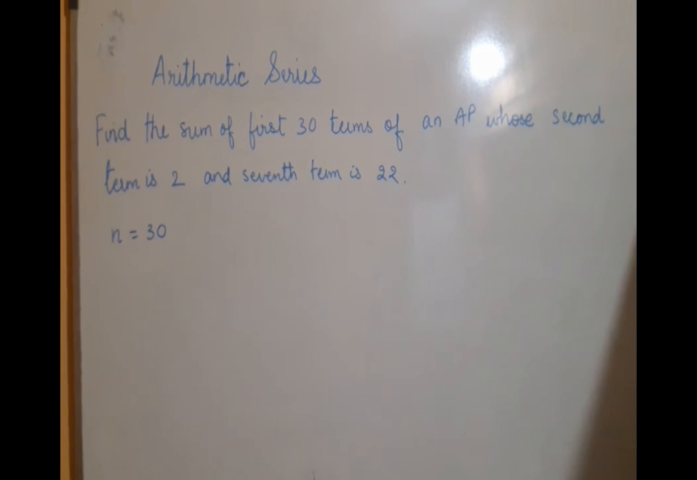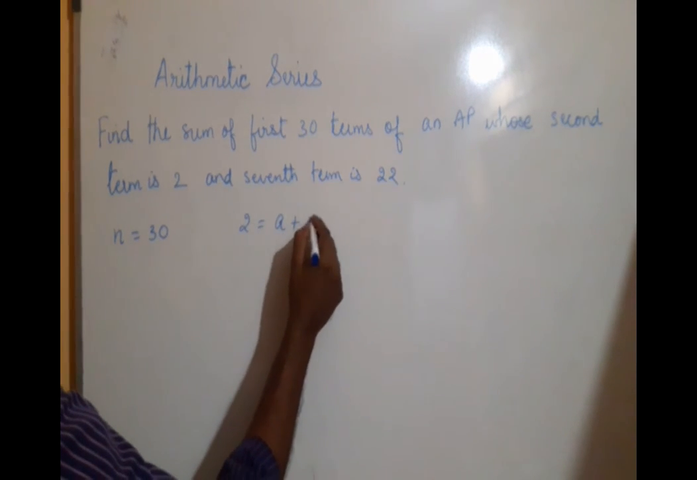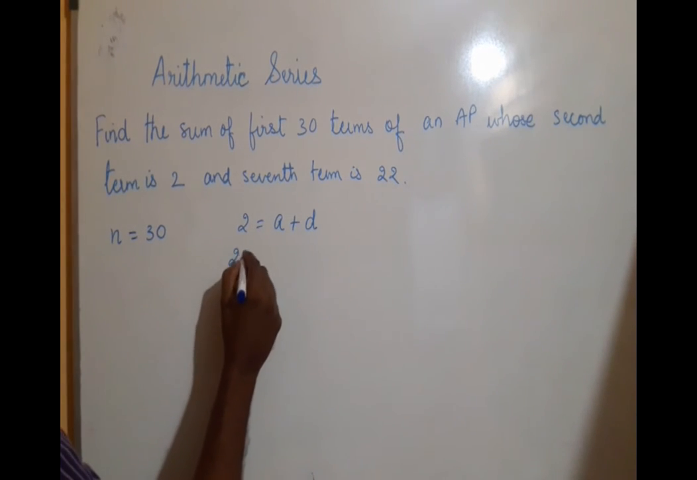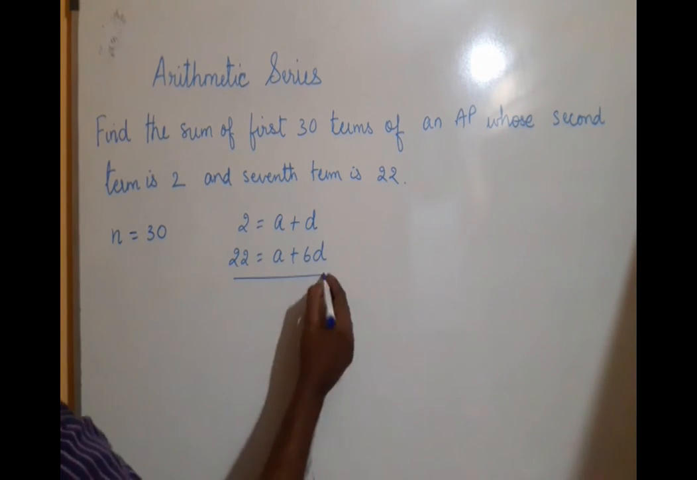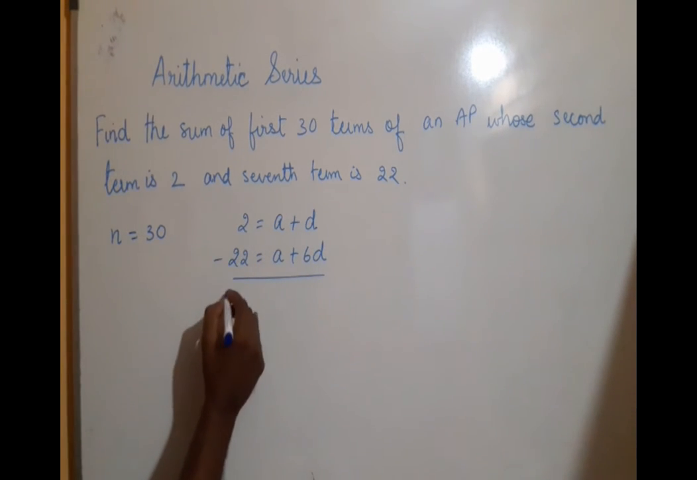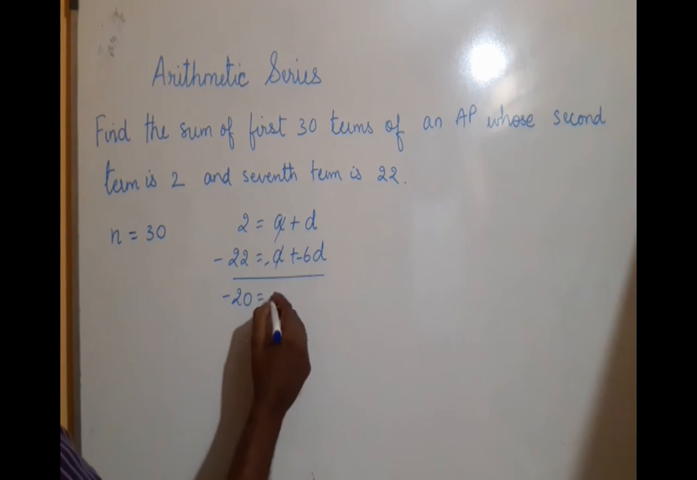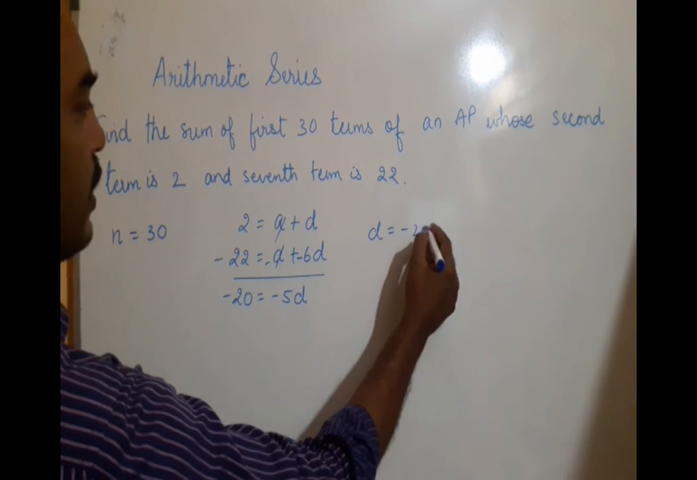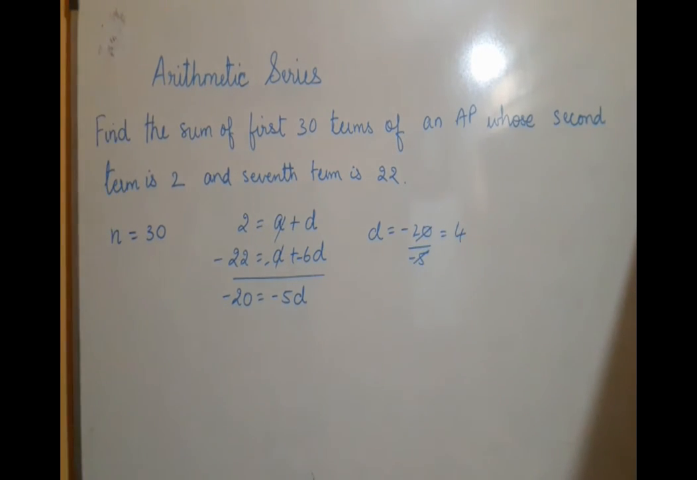Okay. So the second term is 2, which can be written as 2 equal to a plus 1d or a plus d. The seventh term is 22. So 22 is a plus 6d. Yes. Now subtracting, we have 2 minus 22 is minus 20, which is equal to minus 5d. So d is equal to minus 20 upon minus 5, which gives us d equal to 4.